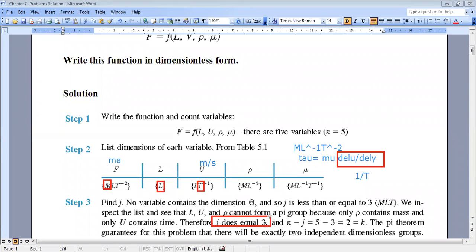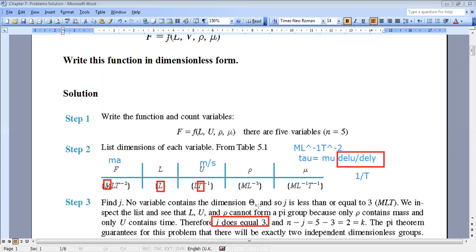J always represents the number of independent variables that we can have. Now, to understand why we use J, we will see together why. We want to determine the number of independent groups that we can form. The number of groups is given by n minus j, where j represents the number of independent variables in my problem.